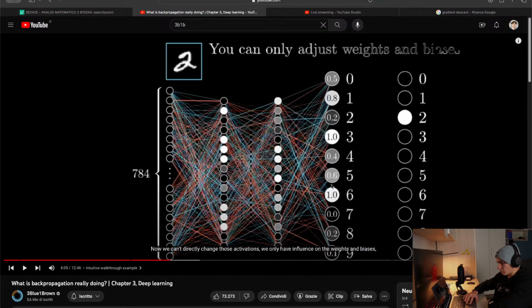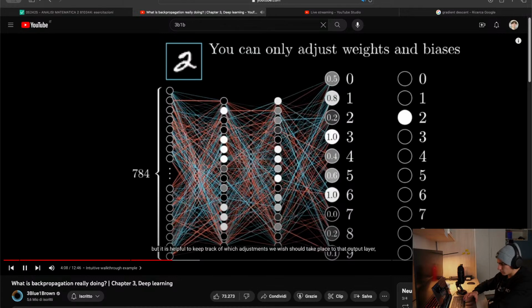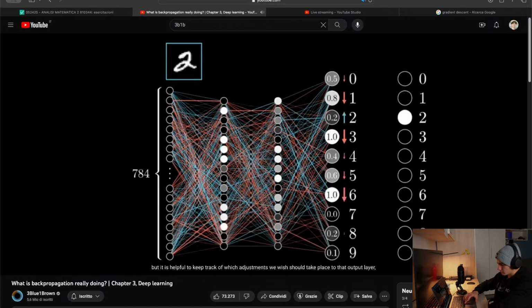We can't change this activation directly. We can't just say, okay, put 0, 0, 0, 0, 1 in the 2 and 0 in all the others. No. We have to change the weights and biases, these arcs, so that we can have a one here, in the 2. It only has influence on the weights and biases. Exactly. But it is helpful to keep track of which adjustments we wish should take place to that output layer.